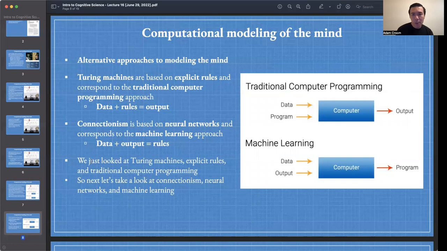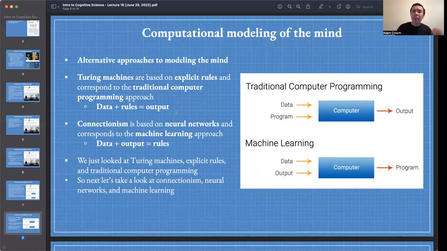So we have one approach to building intelligent systems based on Turing machines. We also have another approach to building intelligent systems based on neural networks. One important thing that we saw from Turing machines was that Turing machines are based on explicit rules, right? So we saw that the explicit rules were included in the machine table in the CPU. Okay, so Turing machines are based on explicit rules and correspond to the traditional computer program approach, right? So we have a set of rules in the mind, and then we have input, and based on the input, like sensory input and whatnot, and the rules in the mind, we then produce an output, okay? And that's the traditional approach.